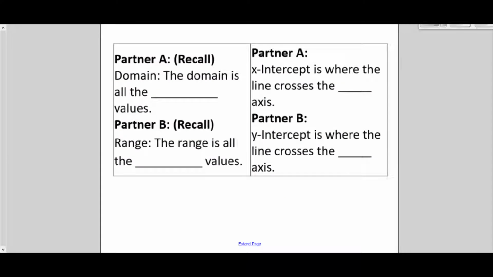So I want us to recall first that the domain is all of the x values and the range is all of the y values. And remember that the x-intercept is where the graph or the line crosses the x-axis, and the y-intercept is where the line crosses the y-axis. So take a minute and copy that if you need to.